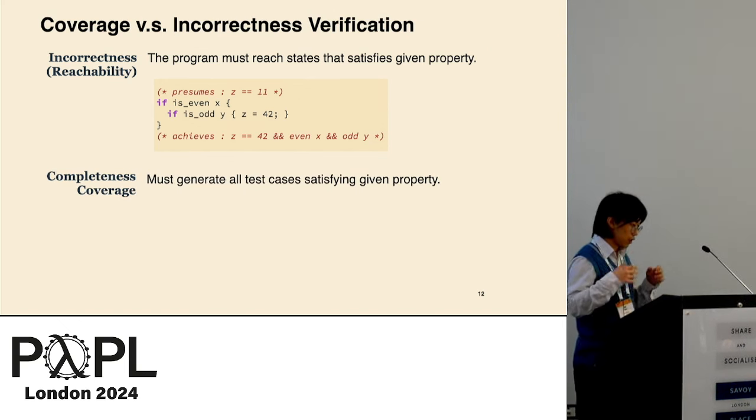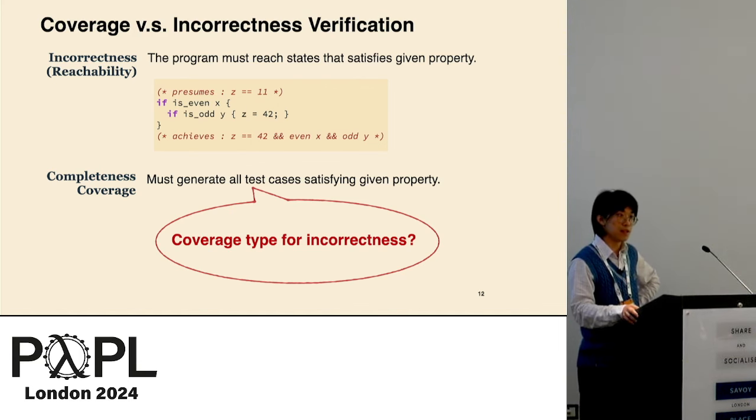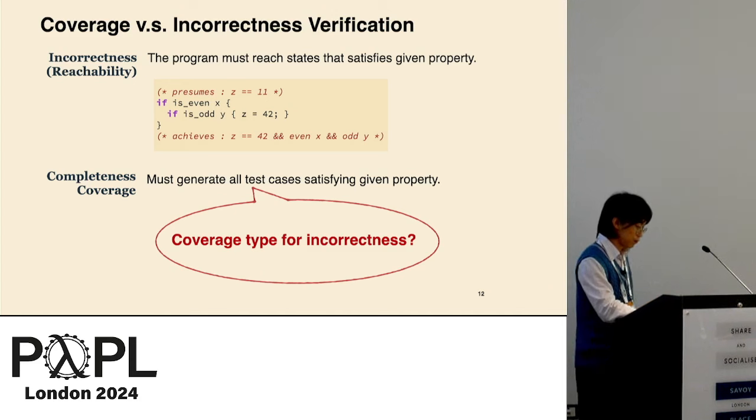And our coverage type tries to verify coverage completeness. It means that the test generator must generate all test cases satisfying the given property. As we said before, coverage can imply reachability. So that is a very natural question we want to ask. Can we use coverage types to verify the incorrectness of a property of the program? The answer is yes, and that is the main topic of this talk.